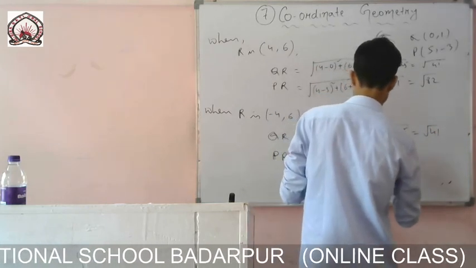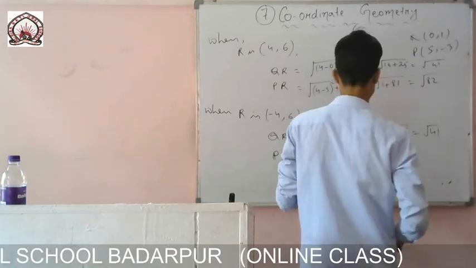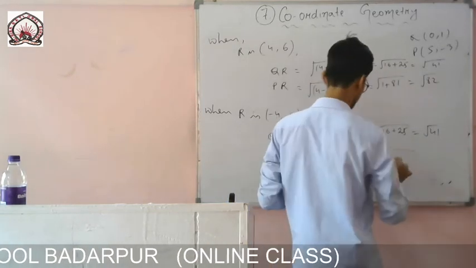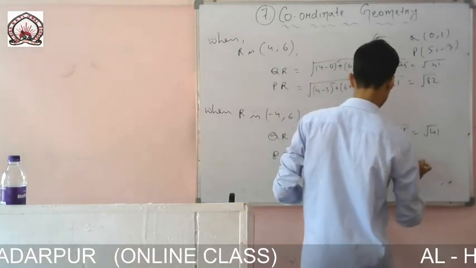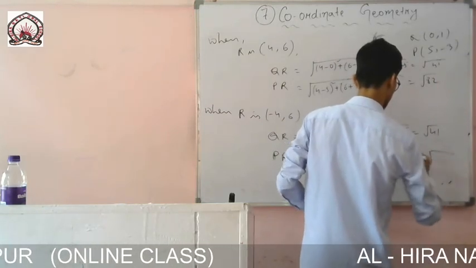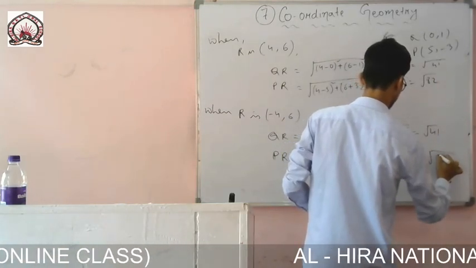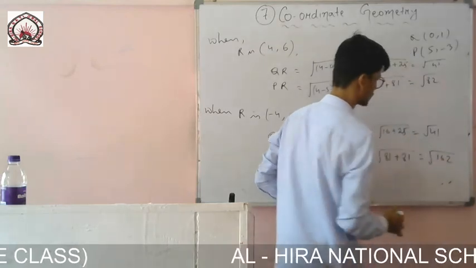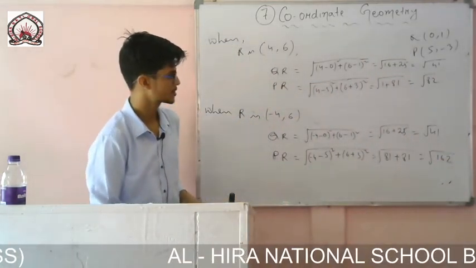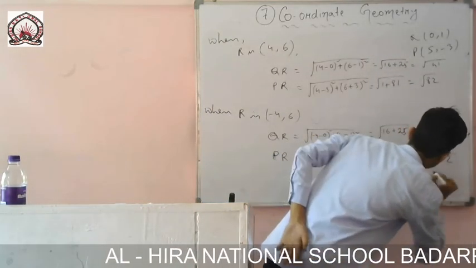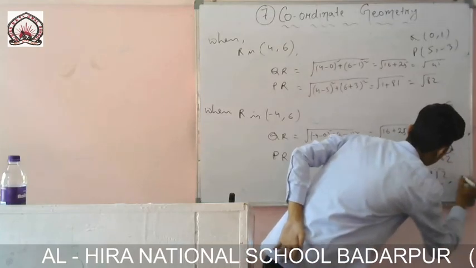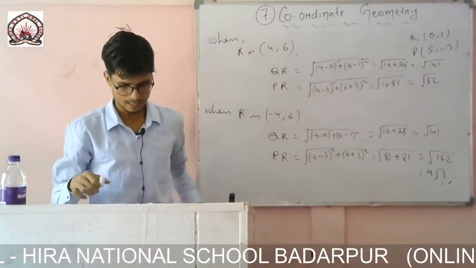And this one is a little different: minus minus becomes plus, so 5 plus 4 it is 9, 9 squared it is 81, plus 1 is 82. Wait, sorry, here it is 81 plus 81, that is 162. So 162 I can write as 81 times 2, so 9 root 2. So this is the answer of this question.